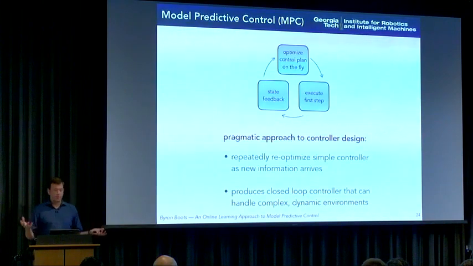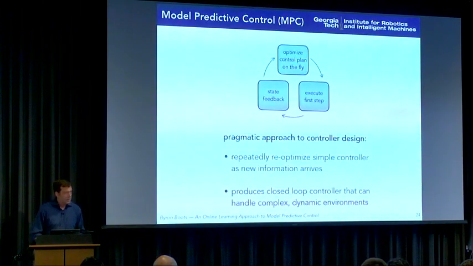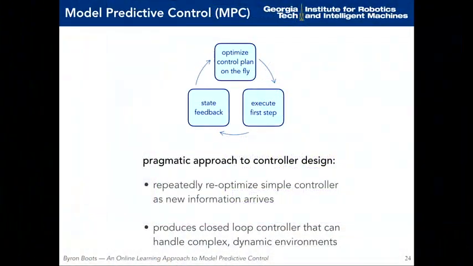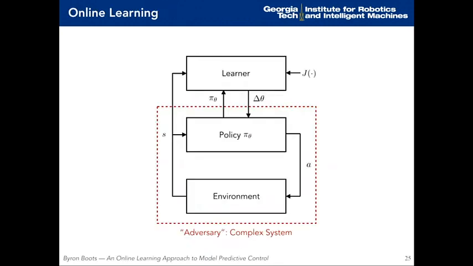So for those of you who aren't familiar, I just want to briefly mention how model predictive control basically works. You can think about model predictive control as a very pragmatic approach to designing a policy, where we don't even attempt to build a stationary policy which works everywhere in the environment. But instead what we do is we use a very simple policy class, and we re-optimize this simple policy very aggressively. So this is going to be our interpretation of MPC. And I'll show you how this will work.